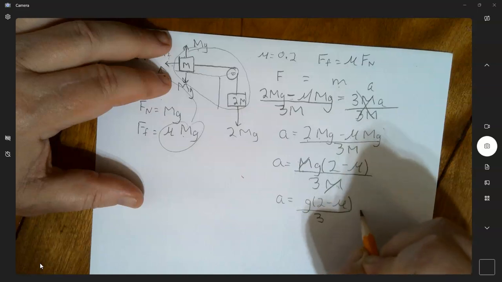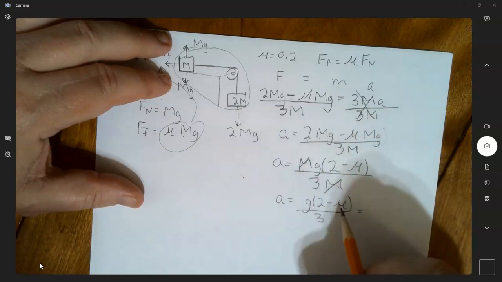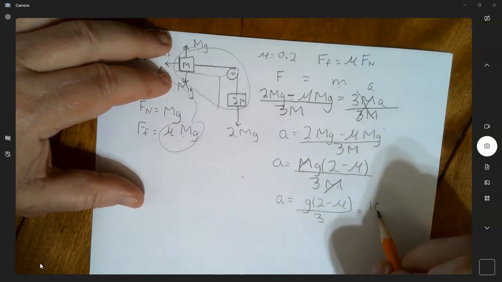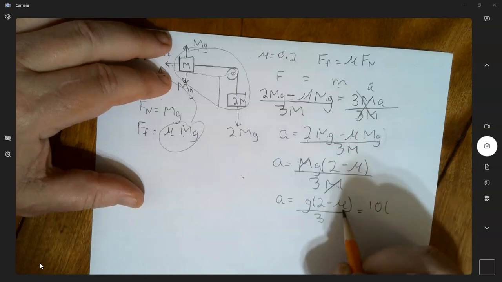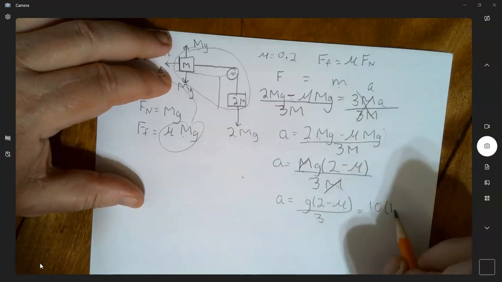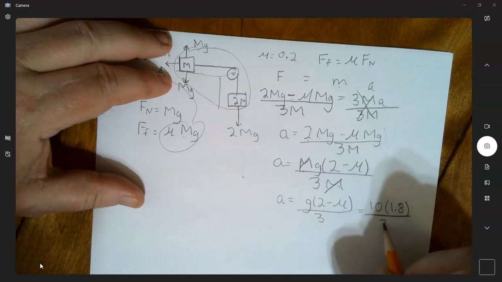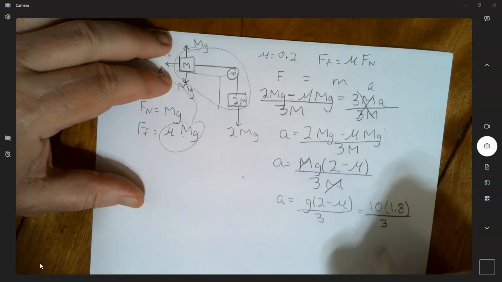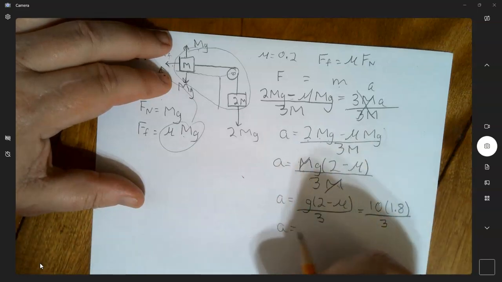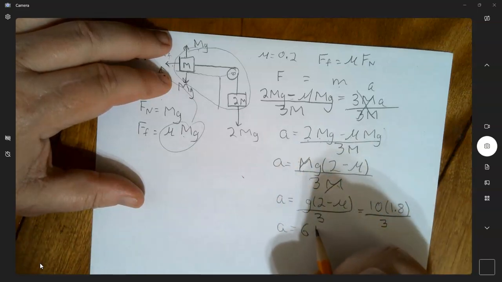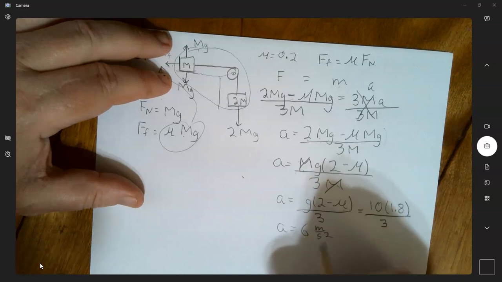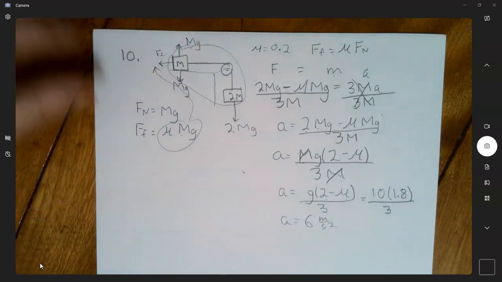So now we're ready to plug in numbers. So g is 10. 2 minus 0.2 is 1.8. Just do that on your calculator if you need to. That's over 3. So that's going to be 18 divided by 3, so acceleration equals 6 meters per second squared. Okay, just like that.